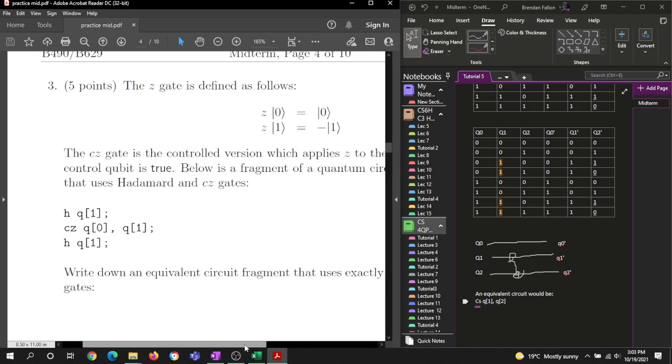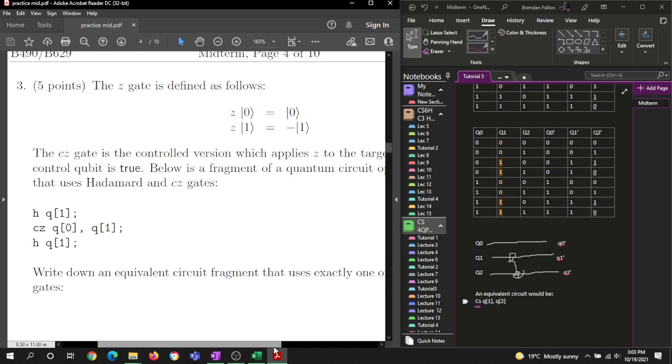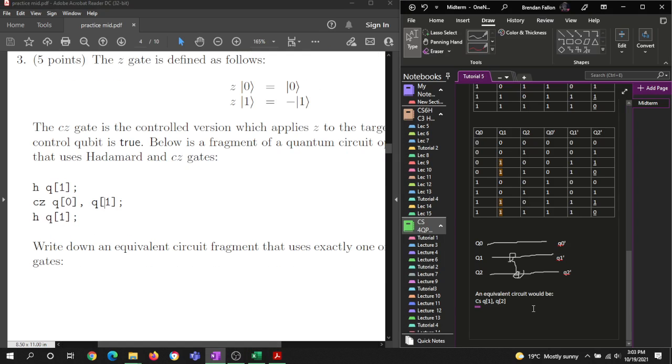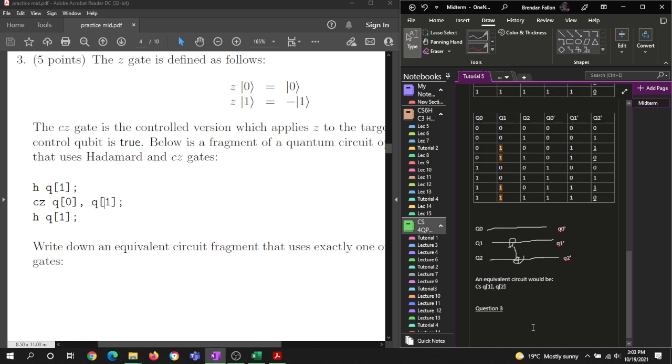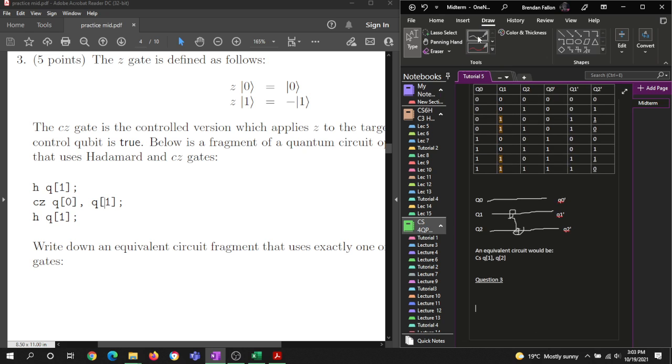But let me just draw the circuit first, and let's first draw the CZ gate just to make sure it's extremely clear for everyone. So we'll call this question 3. We'll underline that. So the gate is going to look something a little like this if we had an actual gate. And I'll mark this and say it's the CZ gate. I'm saying CX because I'm thinking of the not, but it's the CZ gate.